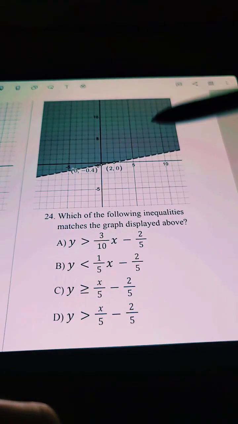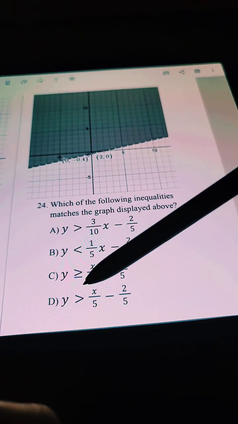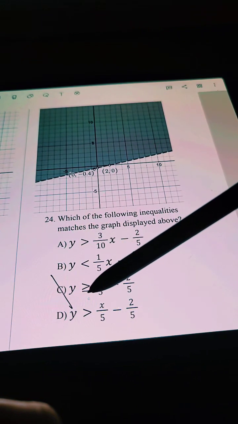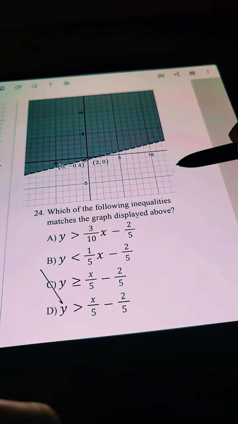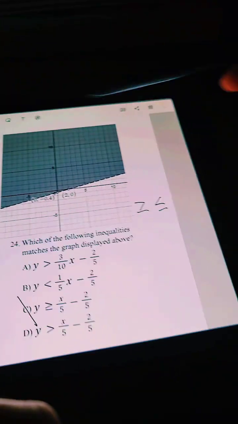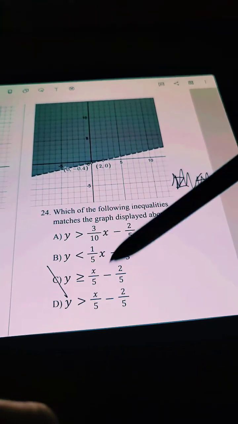So, first of all, the easiest thing to do is we could automatically eliminate C right away, because you see how there's that little line underneath? Whenever you have this or this, with the line underneath, that means that it has to be one of these solid lines, not a dotted line. So automatically that means we can eliminate C.